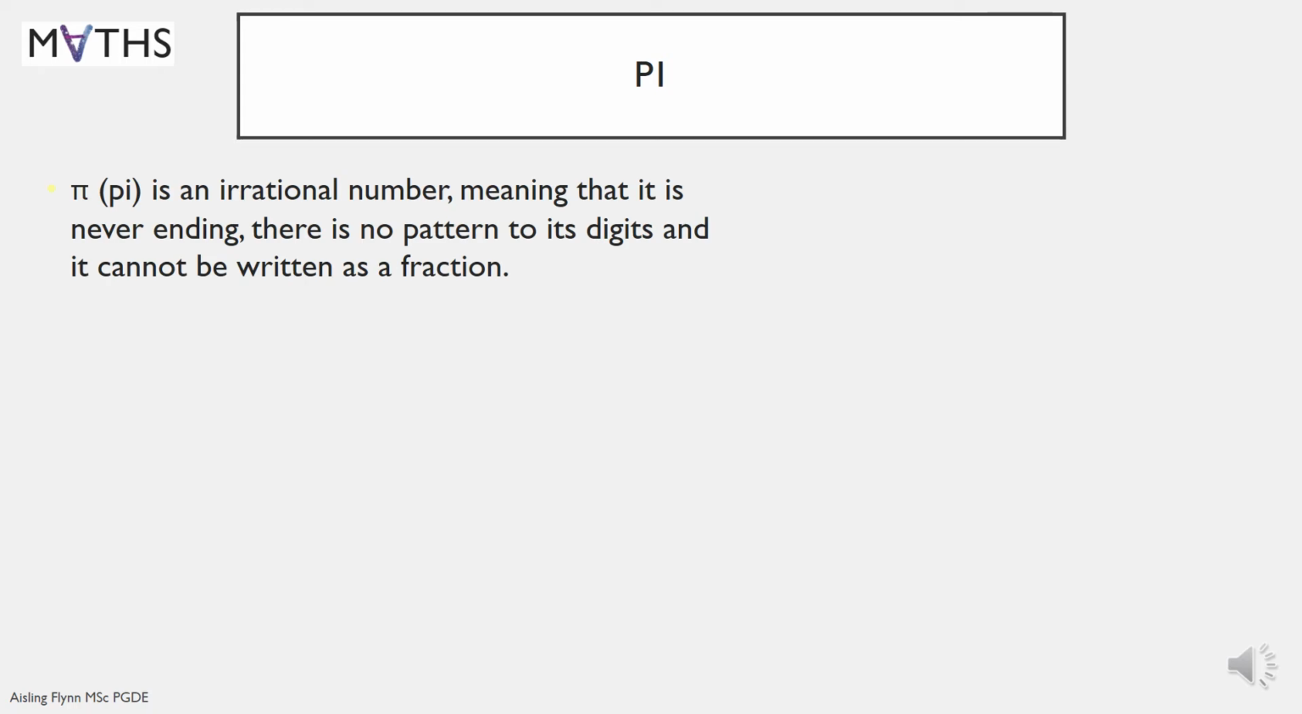Just a few notes on pi. Well, pi is something called an irrational number, meaning that it is never ending. There is no pattern to its digits, and it cannot be written as a fraction.